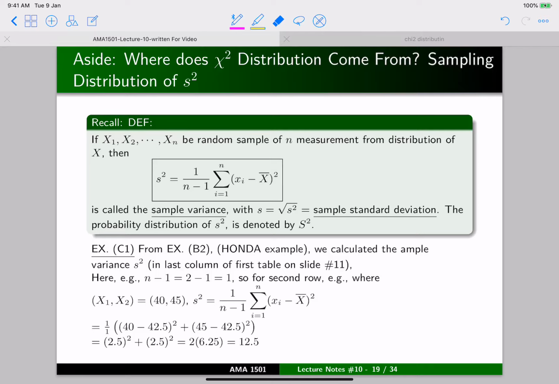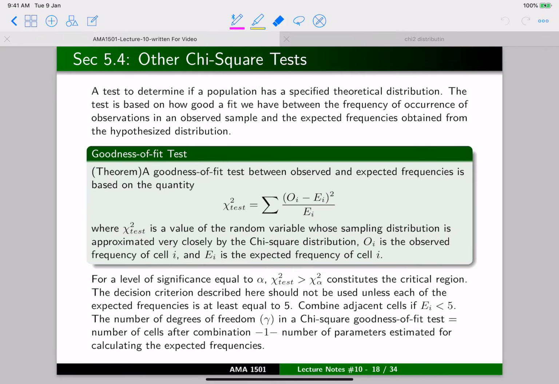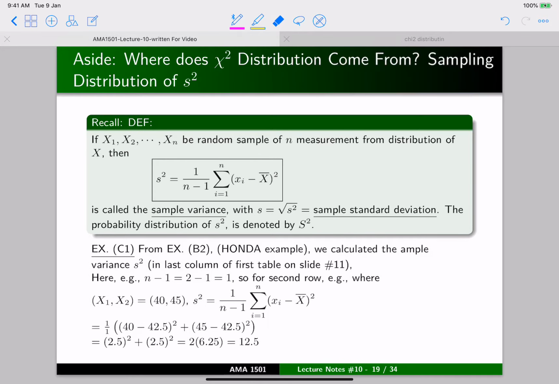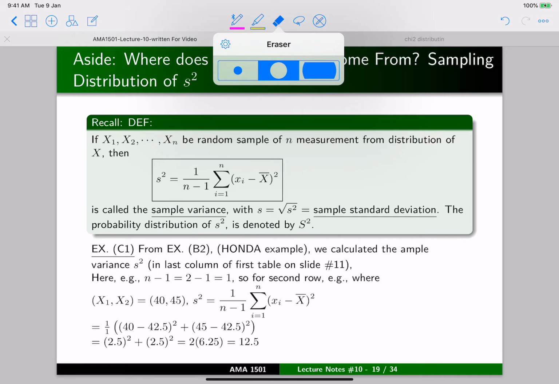In this video, we're going to talk about the chi-square distribution because we're going to need it to understand the goodness of fit tests using the chi-square distribution and test for independence later. Where does the chi-square distribution come from?